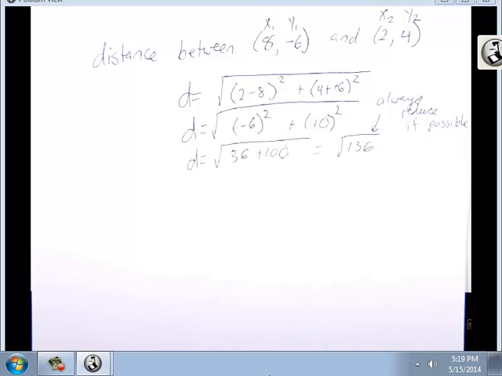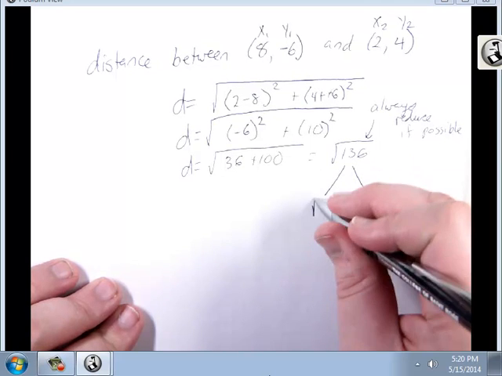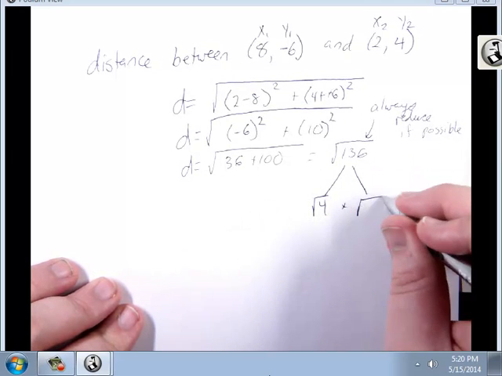And 136 divided by 4 gives me 34. So this is 4 times square root 34. So it's 2 radical 34.